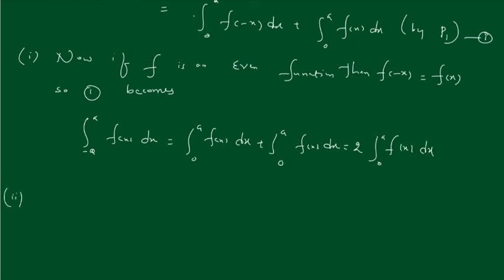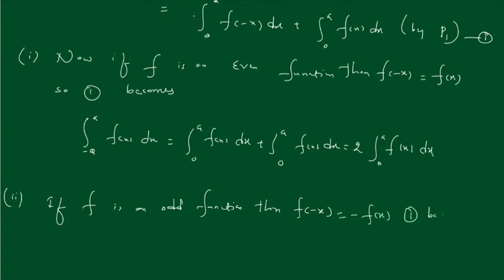Next, the second case: if f is an odd function, then f of minus x equals minus f of x. Then equation 1 becomes the integration from minus a to a of f of x dx, which equals minus the integral from 0 to a of f of x dx plus the integral from 0 to a of f of x dx. Here the plus and minus get cancelled. What we get is the value which equals 0.